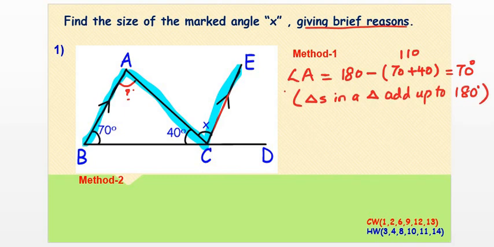Now the second step, this is step 1. Now step 2, we can say angle A, because we are finding angle X, so angle X is equal to angle A. What is the reason? These are alternate angles. This is a short way to write alternate angles.